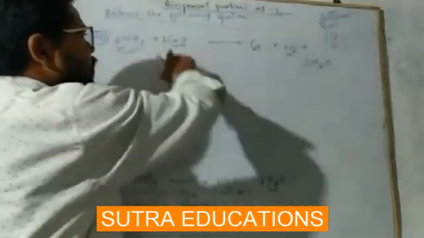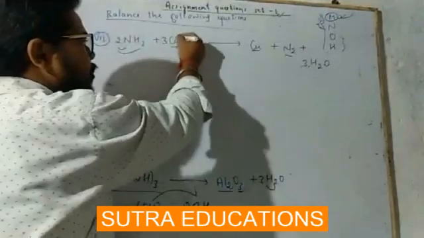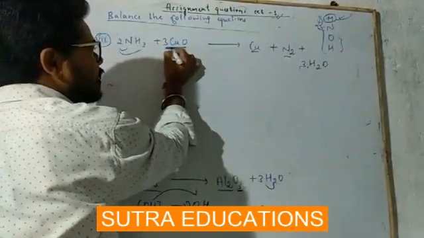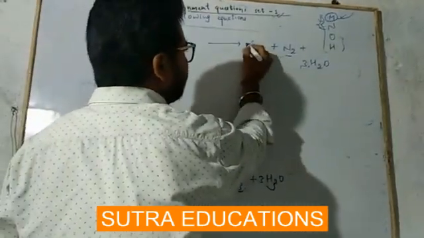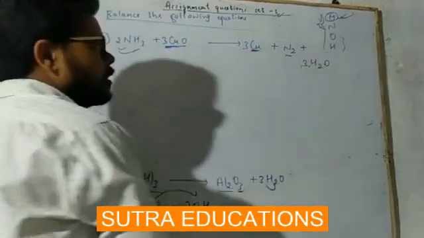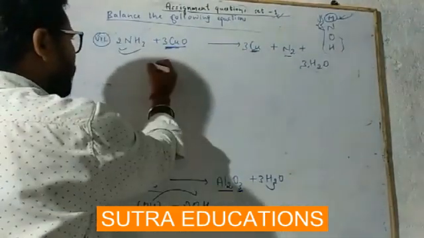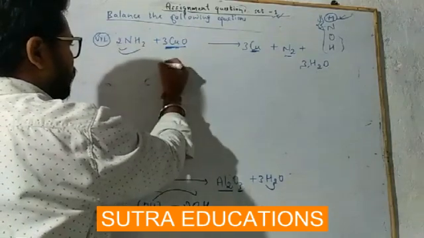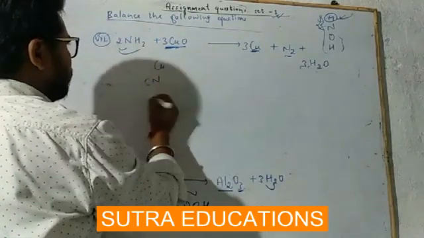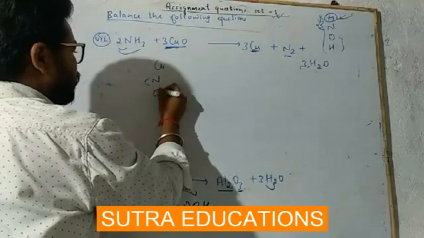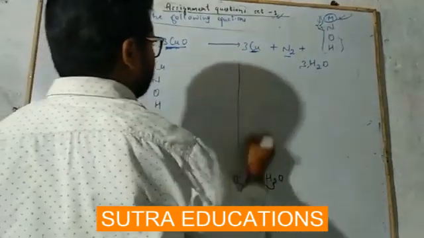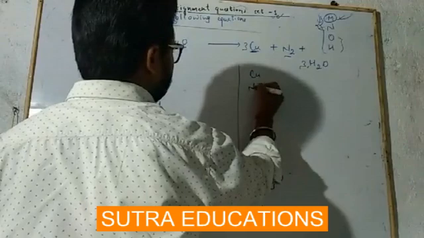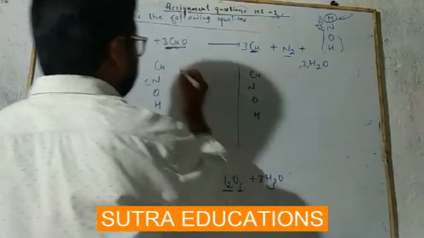Okay, now you will see the metal got disturbed. Here on this side it is 3, here it is only 1, so multiply this by 3. Now check nitrogen, copper, nitrogen, oxygen, hydrogen. Copper, nitrogen, oxygen, hydrogen.